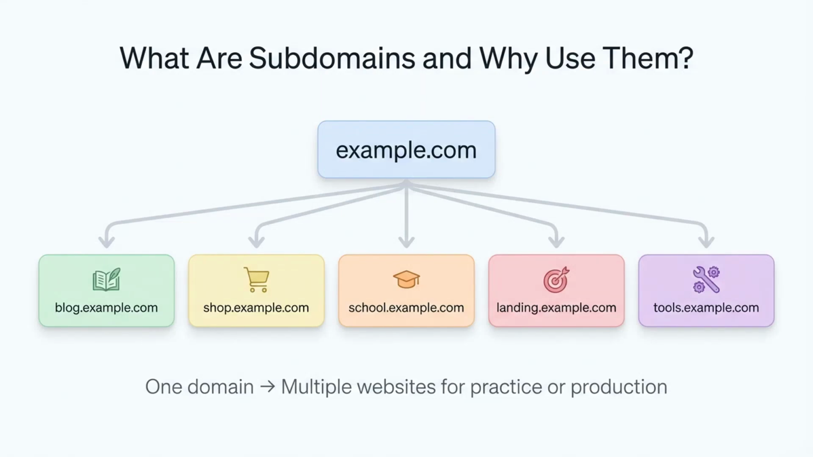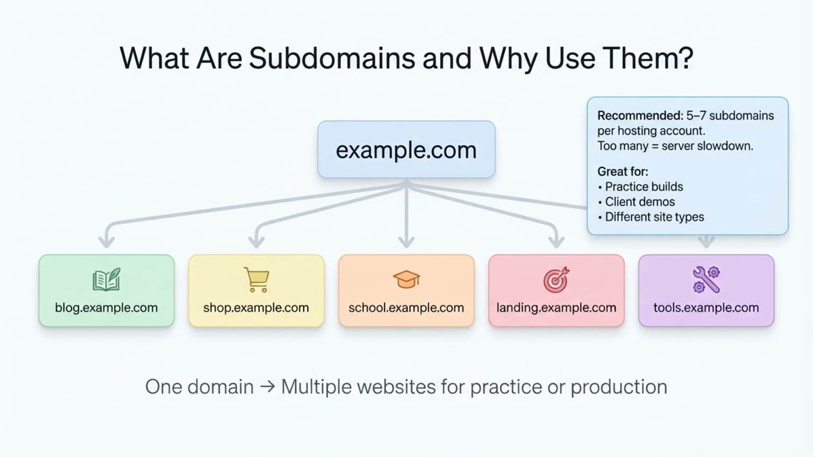A subdomain lets you create multiple separate websites under a single domain name. For example, if your main domain is example.com, you could have blog.example.com, shop.example.com, school.example.com. Each one is a completely independent WordPress installation. This is incredibly useful for practice. Instead of buying multiple domains, you can build and test 5, 6, even 10 different website layouts using just one domain. That's exactly how the instructor manages so many projects.